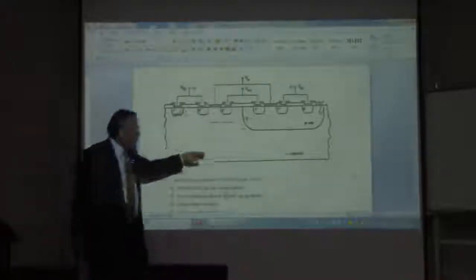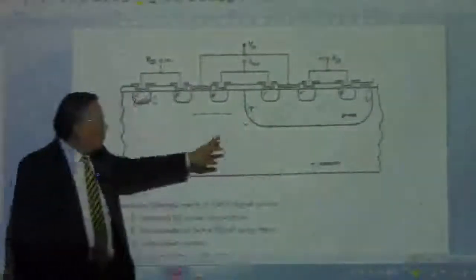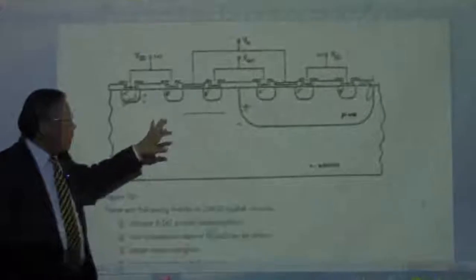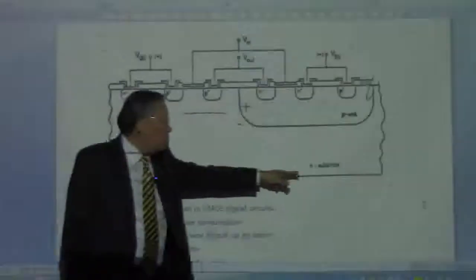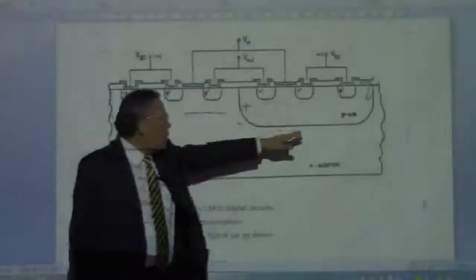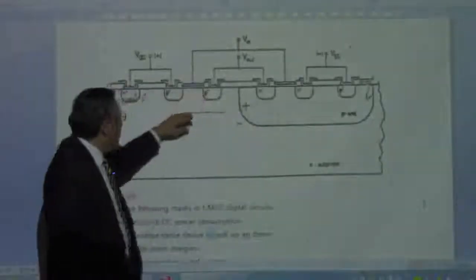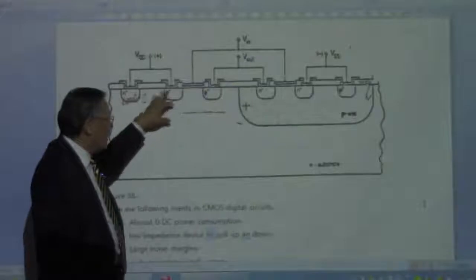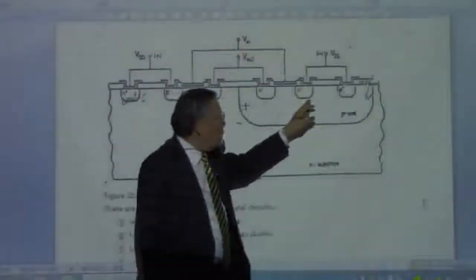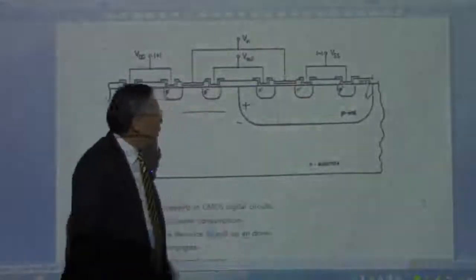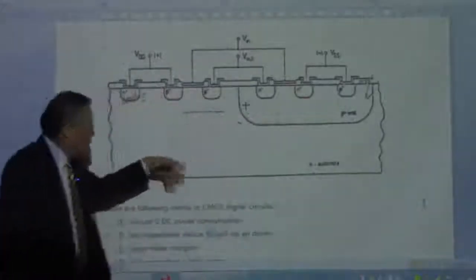CMOS on the base of N substrate. But we can construct the CMOS on the base of P substrate, make N well, and most of the devices consist of NMOS and just local PMOS. Okay, just the other way around.